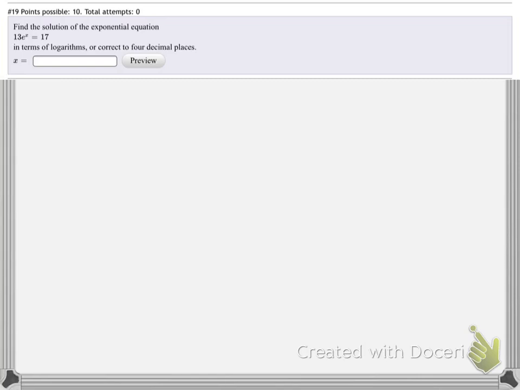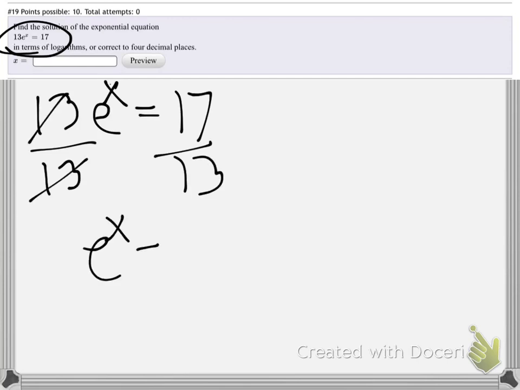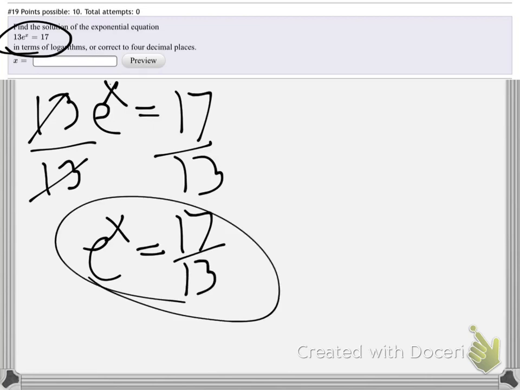What else we got? Find the solution of the exponential equation. Same idea. The only difference here is we'll divide the 13 out. If I had 13 e to the x equals 17, I'd divide the 13 first to get e to the x equals 17 out of 13. That's a weird situation to be in.